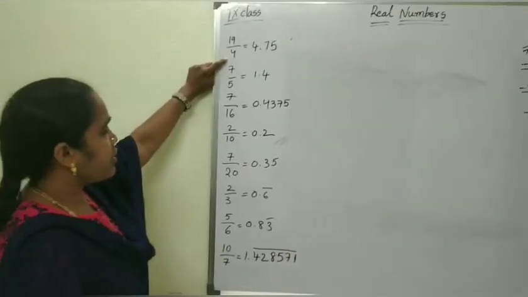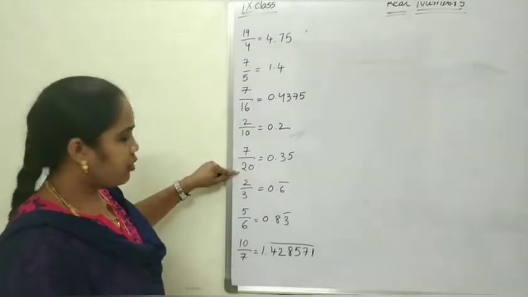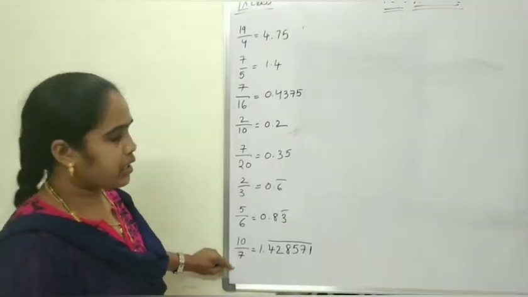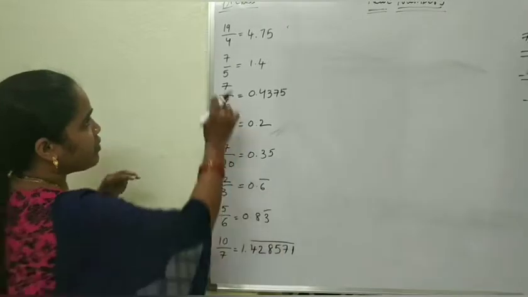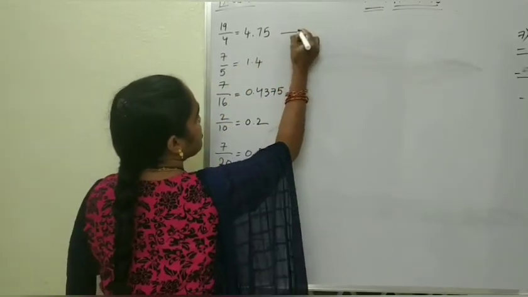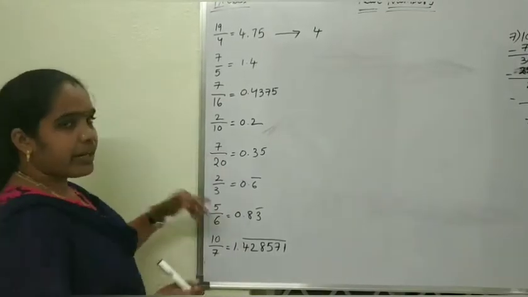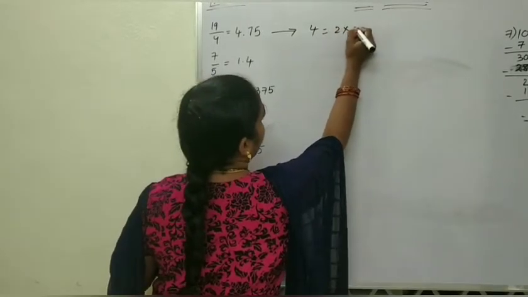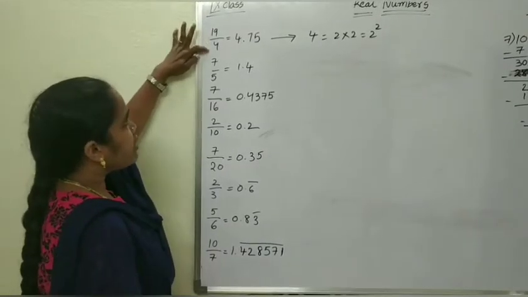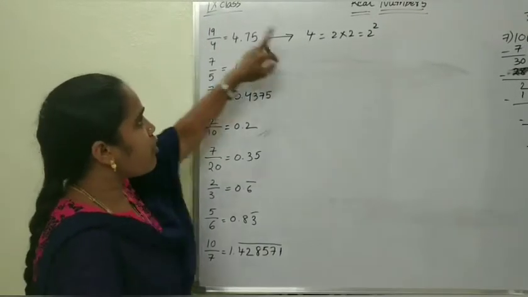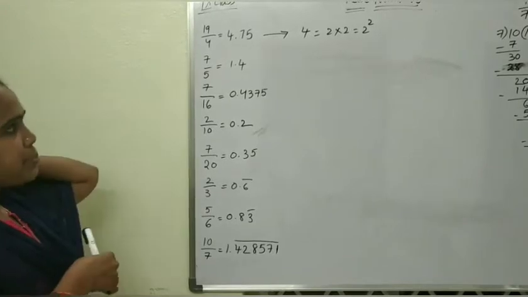Observe the denominator. Previously I told that up to 7 by 20, these are terminating, and these 3 are non-terminating recurring. Now only observe the denominator. In the first example, what is the denominator? 4. This 4 we can write as 2 into 2, that is 2 square. That means this is 19 by 2 square, the denominator in the form of 2 power n, where n is any number.